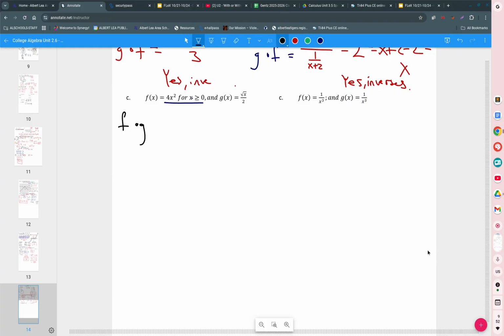This one goes really nice. f of g, and I take g and plug it in for x right there. 4 times the quantity, root of x over 2 squared. What should I do first? Square it. And what do you get if you square it? x over 4. And what's 4 times x over 4? x. You try g of f.